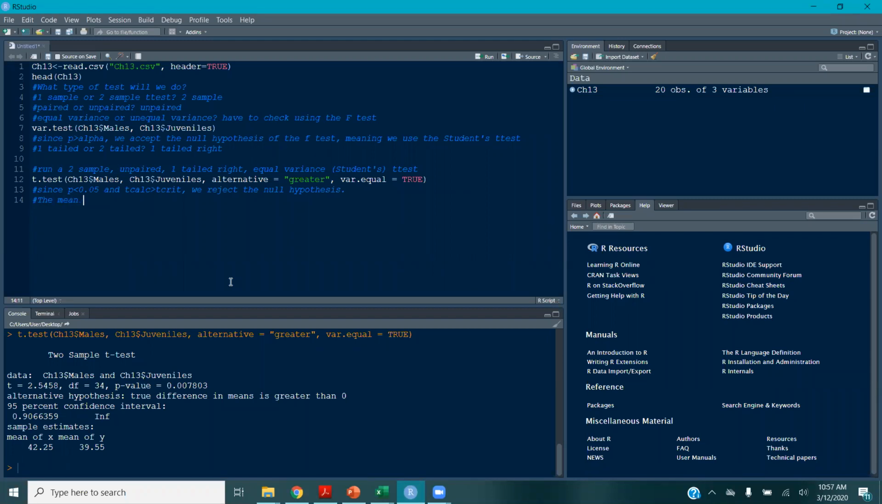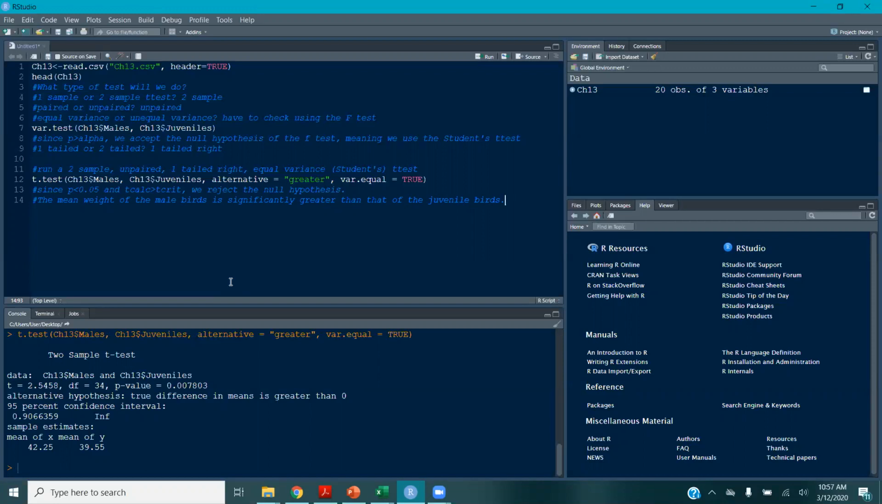The mean weight of the male birds is significantly greater than, this is the alternative hypothesis, significantly greater than that of the juvenile birds. That concludes how to do an equal variance two sample t-test in R.